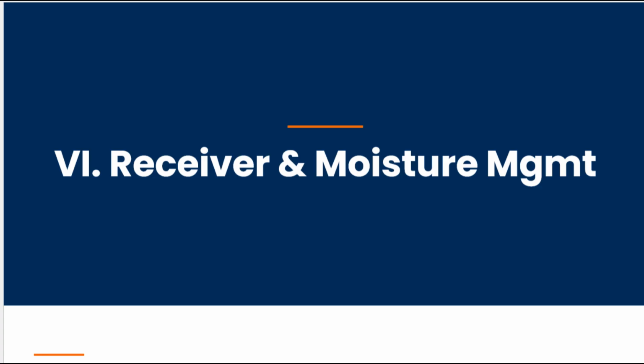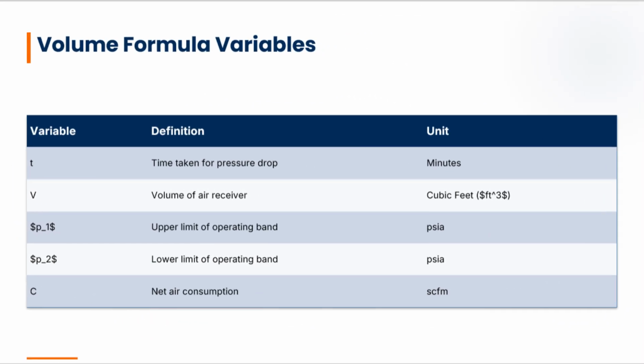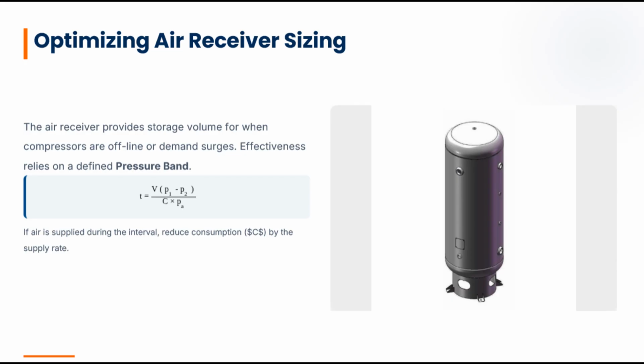Last block: how you store the air and how you get the water back out without losing pressure or flooding instruments downstream. Receivers buy you ride-through during compressor cycling or demand surges. The math hinges on a defined pressure band, and if makeup supply is available during drawdown, subtract it from the net consumption term. The variables you will plug in: drawdown time in minutes, receiver volume in cubic feet, upper and lower pressure band limits in psia, and net air consumption in SCFM.